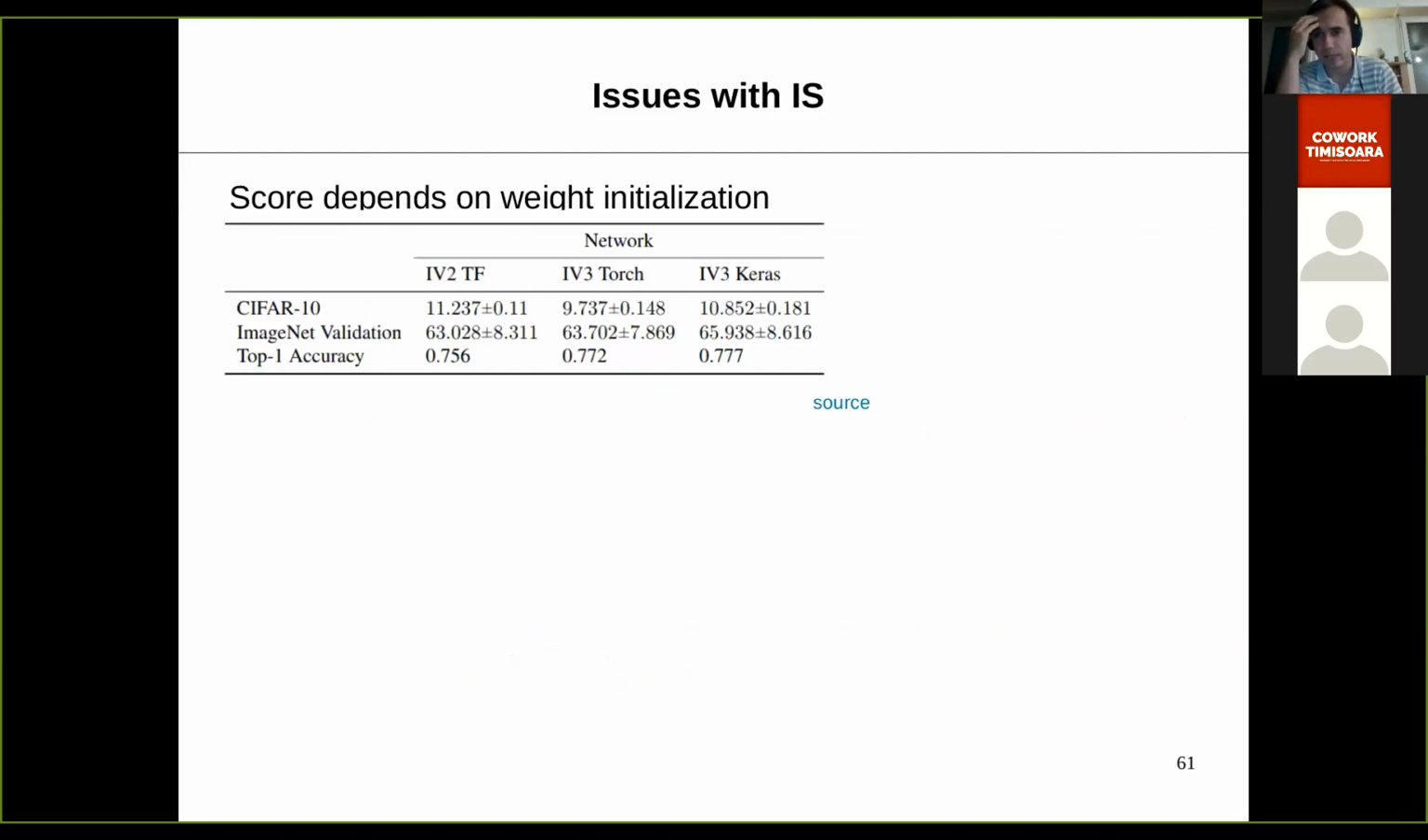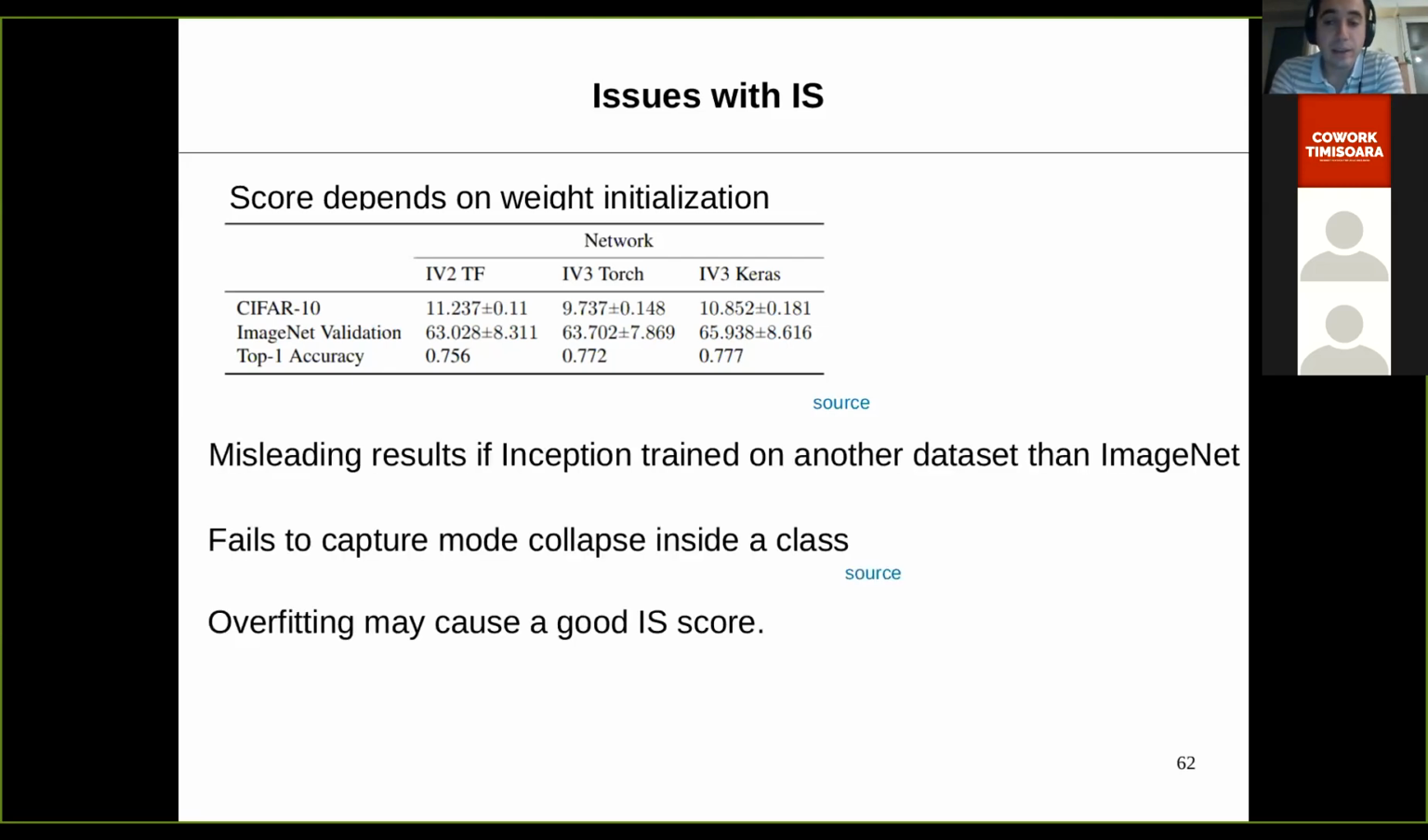There are some problems with it. Some researchers discovered that because of the initialization of neural networks, which implies randomness, the Inception Score might be different for the same architectures, because between TensorFlow, PyTorch, and Keras, there might be different weight initialization. So this is a problem. Then if we use a pre-trained Inception V3, but not on ImageNet, on another data set, we might find different values for the Inception Score. So that means it's hard to compare generative models.